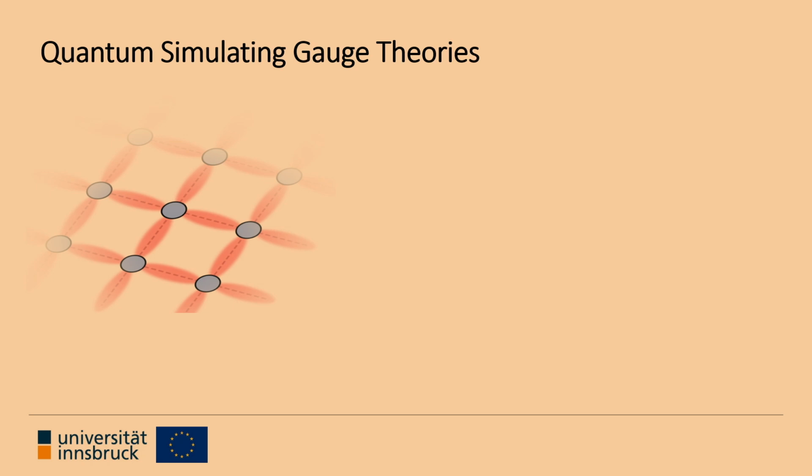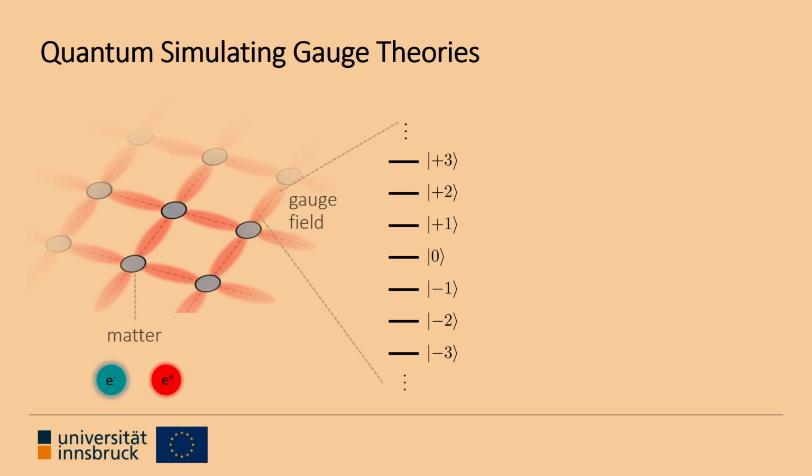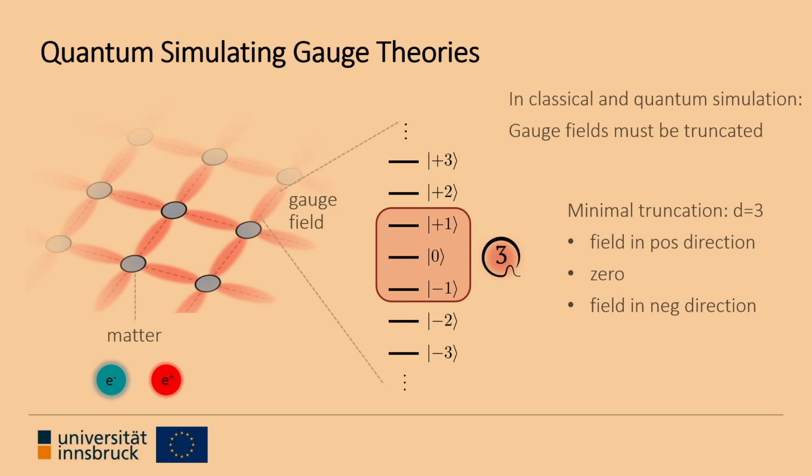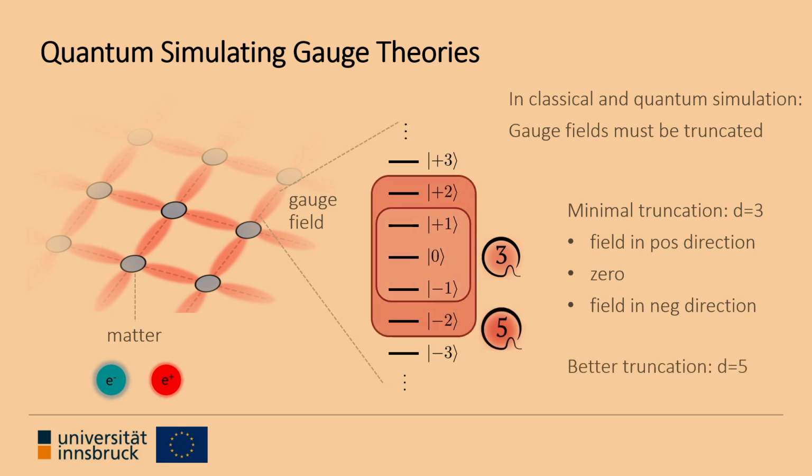So we go to a lattice. Again, like before, we put our matter on the sites of this lattice. We put the gauge fields on the links. We now need to treat the gauge fields explicitly because they're not fully determined by the matter configuration, which means you have this infinite dimensional system to deal with. And the smallest truncation of this you can do, you need to truncate somewhere. The smallest truncation you can do is dimension 3, because you need a gauge field pointing up or down, or it can be 0. And better you want dimension 5 for your truncation, and depending on the physics you're studying, it might be more or less that is needed.